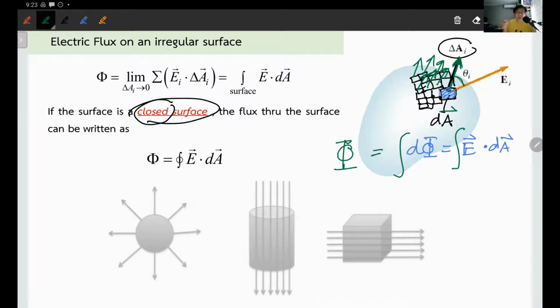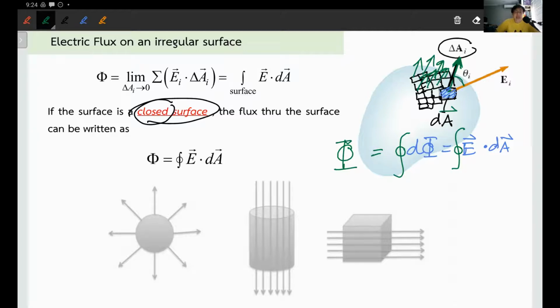But just to emphasize, you have to do it on a closed surface. So they put that circle symbol on the integral, just to make sure you don't forget to do this for a closed surface. It's just an integral, but it's an integral on a closed surface. And that's it, guys. That is how you calculate electric flux from a closed surface.